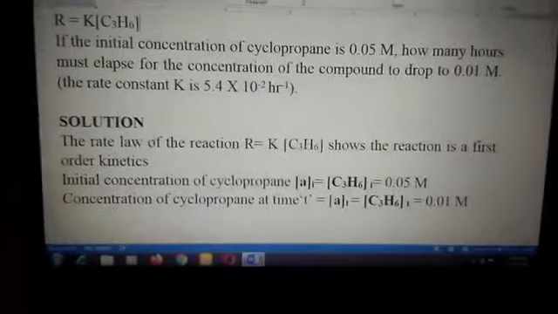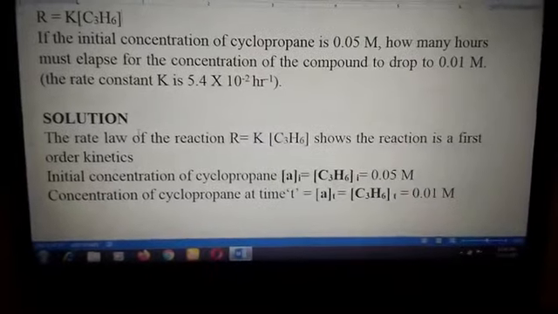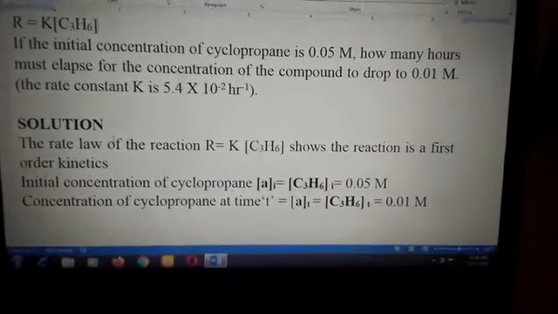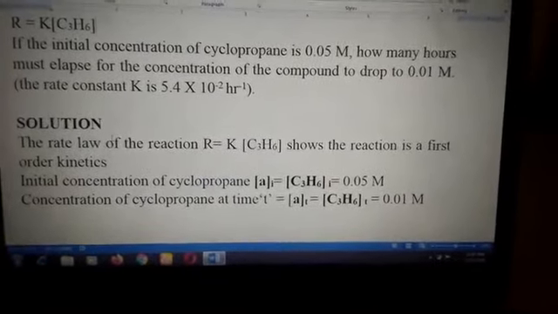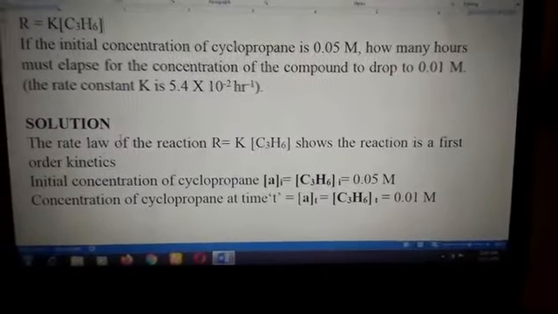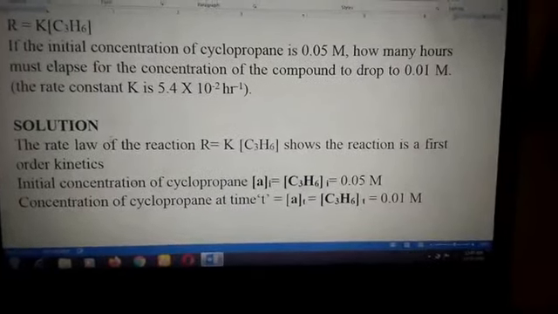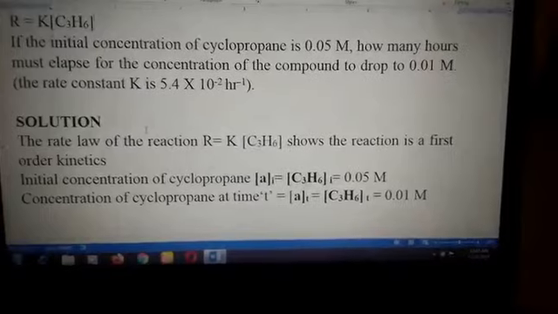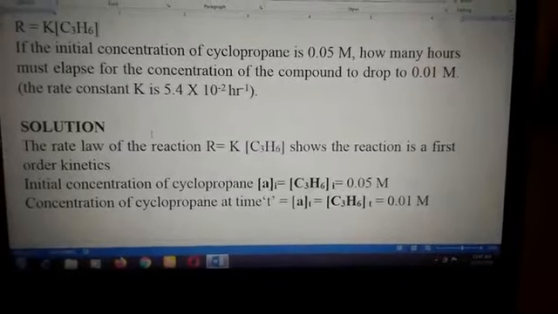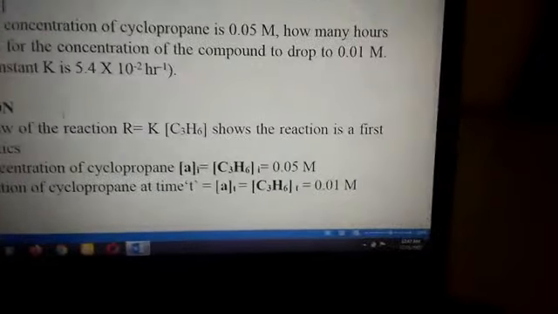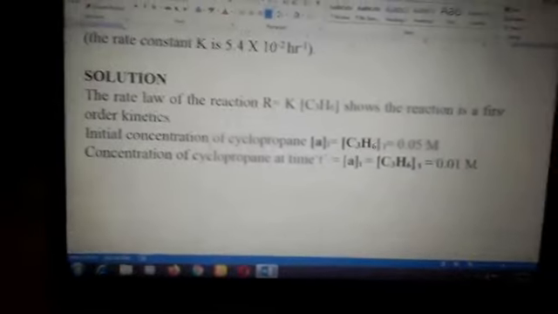The rate law of the reaction is given to us as R equal to k[C3H6]. If you look at this rate law, as I explained before, it is first order kinetics because the concentration of C3H6 is raised to power 1. That shows that the reaction is first order kinetics.